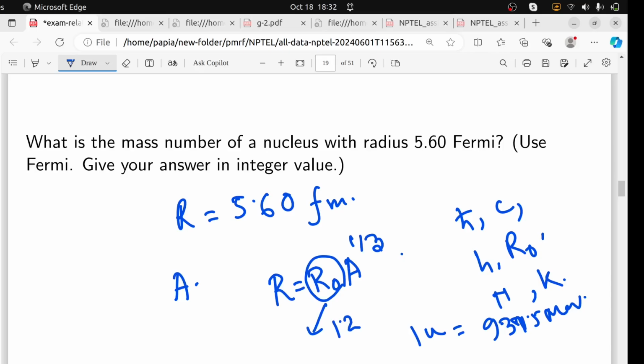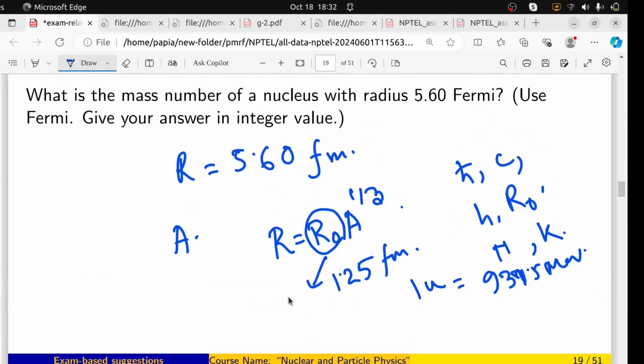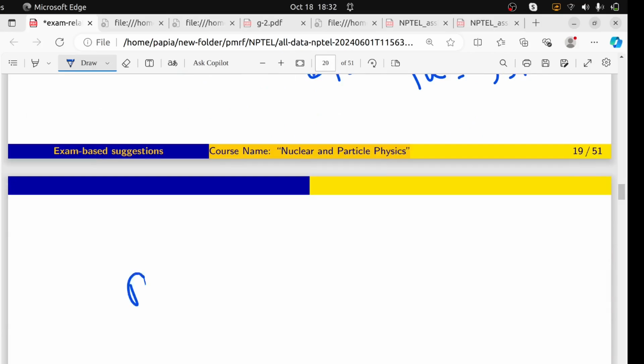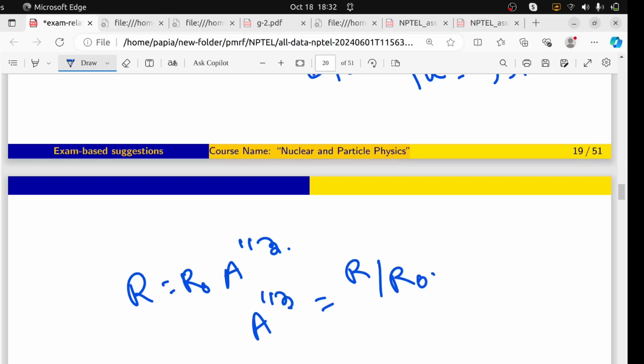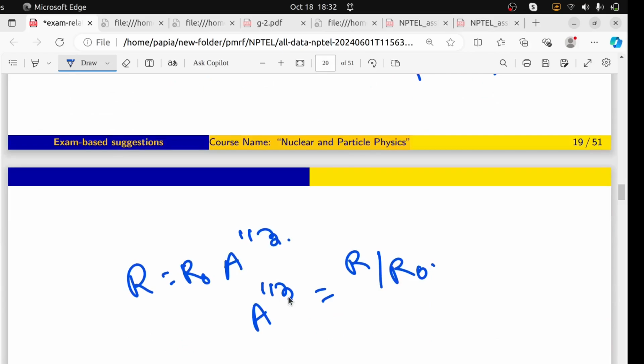So R0 is obviously given as 1.25 Fermi. It will be given, no problem on that. You don't need to remember. So if you put these values, R value and R0 value, then what will be the value of A? That's it. So can you calculate quickly? I'm also going to calculate that one. Yes. 90, madam. Yeah, very good. 90. 89.91. Yes, but obviously A means it will be a mass number, so mass number must be an integer, so it will be of the order of 90 only.